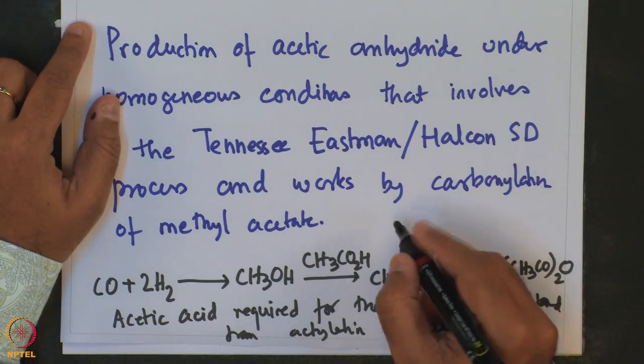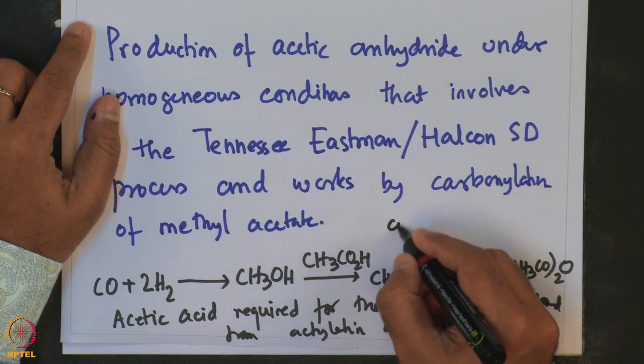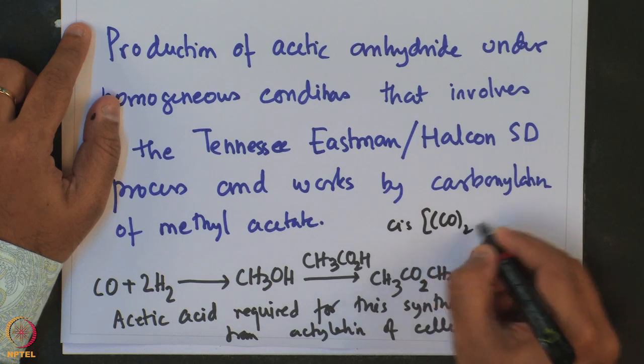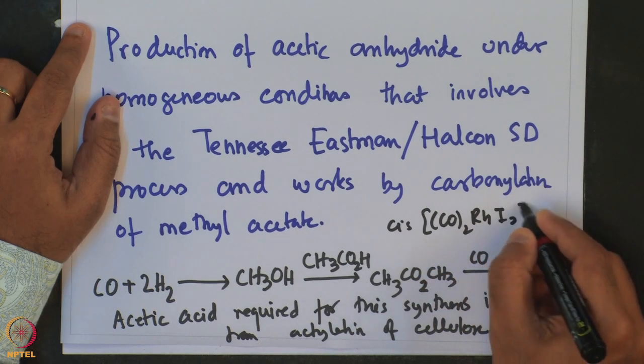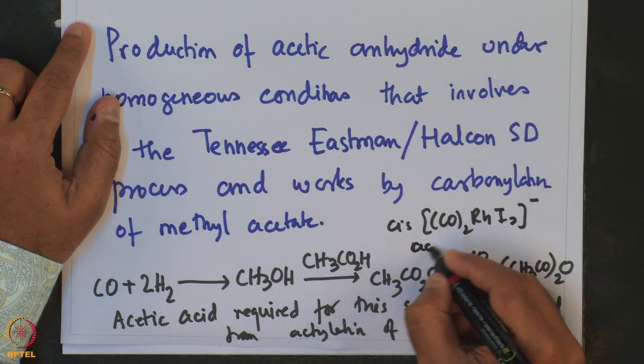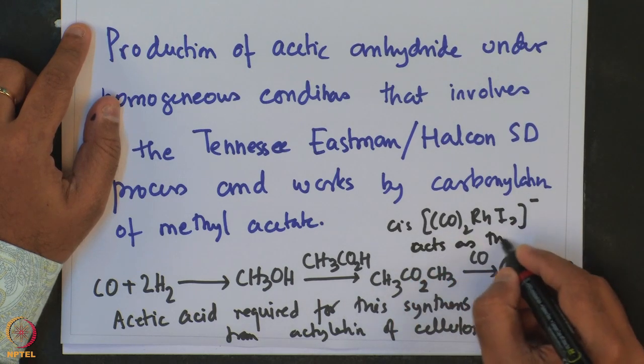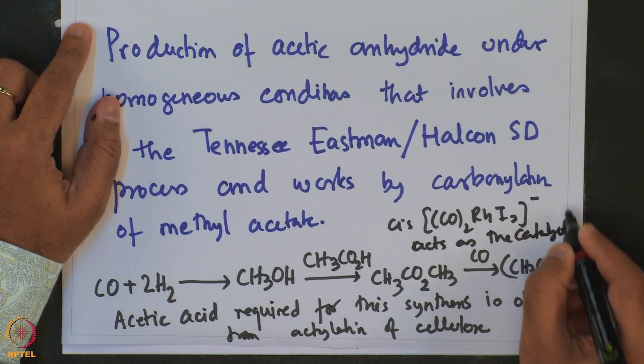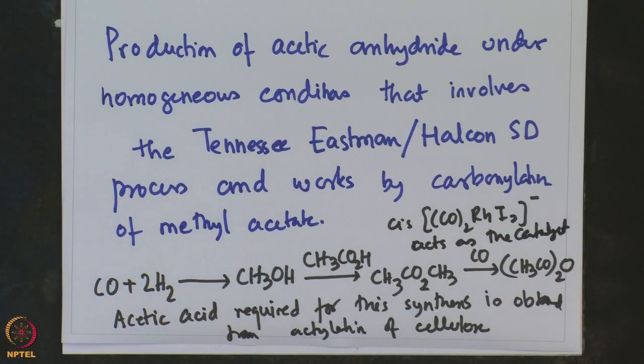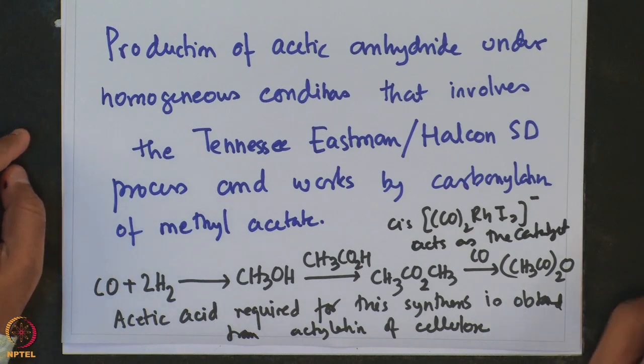the reaction proceeds. As in the case of the Monsanto process, rhodium is the catalyst used over here, the rhodium cis-dicarbonyl diiodide anion, and this is the same catalyst that was used for the Monsanto acetic acid synthesis process.